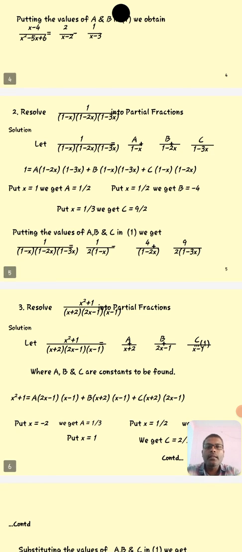You observe here in the denominator part 3 factors are there, but the 3 factors are not repeated. So whenever 2 factors are there, we write a by something and b by something.